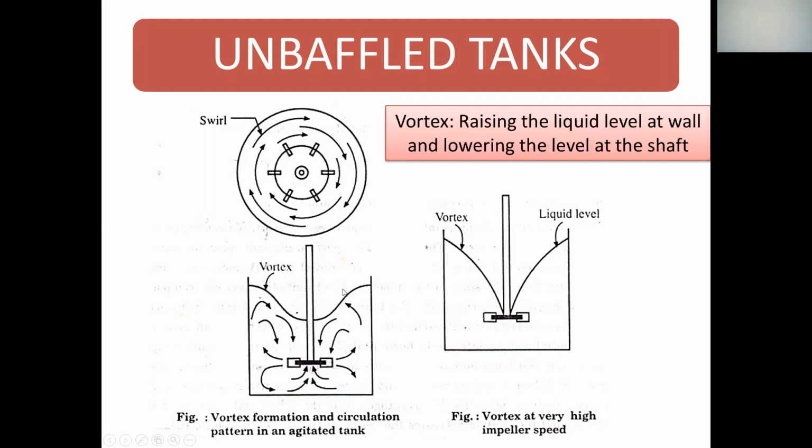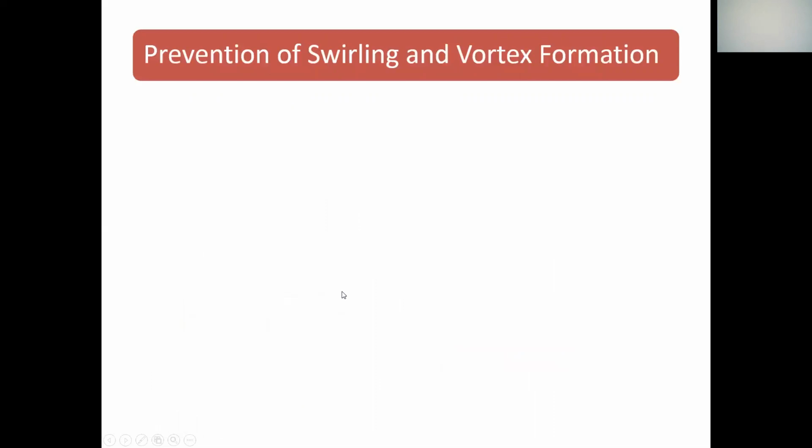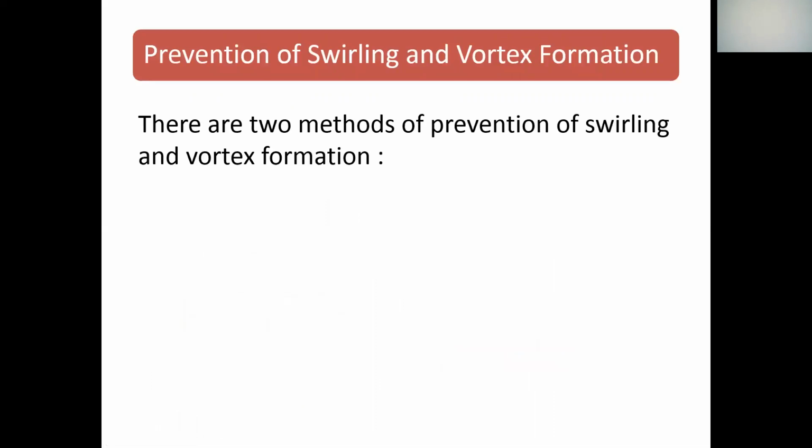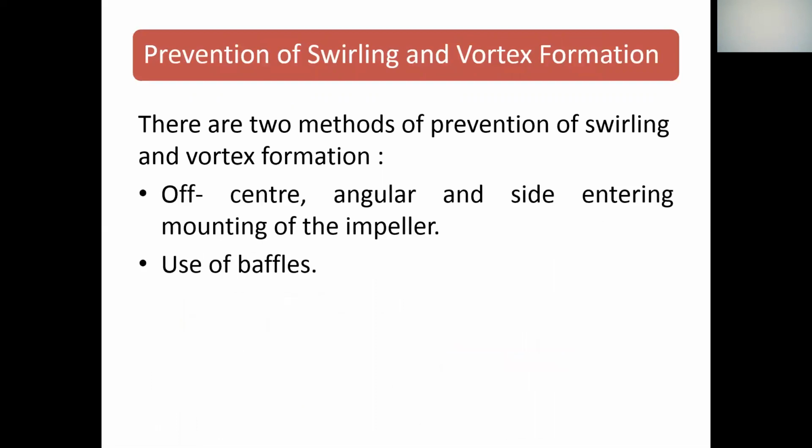There are also other ways to avoid the vortex formation or prevent the swirling motion. Which are those ways? You can use baffles, as I already told you, or the off-center, angular and side mounting of the impeller can be done. So if you just off-center the impeller, you can still avoid the vortex formation. Side entering is also a good option to avoid the vortex formation, and baffling, use of baffles, as I already told, is always a good option.